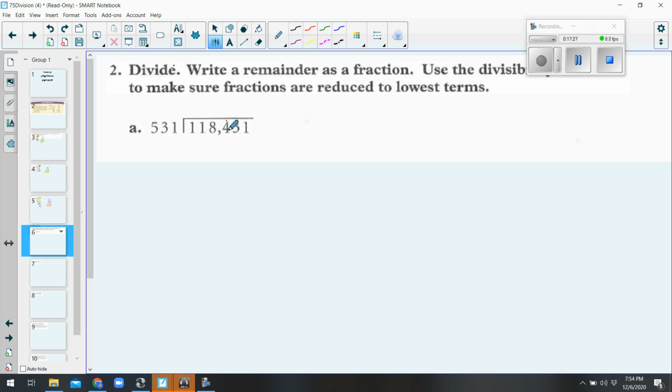We got to figure out how many times. Go back to your divisor. You're going to look at your second digit. If it is less than 5, you're going to keep your first digit.